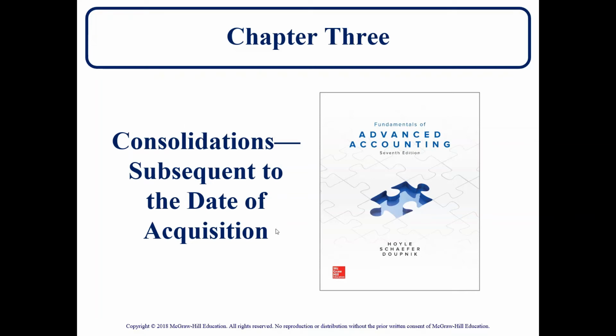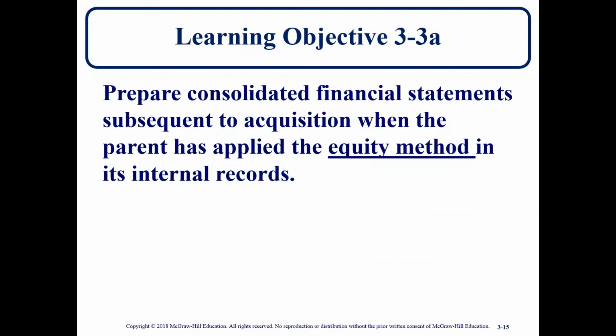Well, hello everybody. We're continuing on with chapter 3, consolidation subsequent to the date of acquisition. We are going to look at subsequent years after the date of acquisition, and we're looking at the equity method in this regard. In a previous presentation, we were introduced to two other methods that the parent company could use to keep track of their investment on their balance sheet, one being the initial value method, the other one the partial equity method. So this objective deals with the equity method, which is the one we are most familiar with.